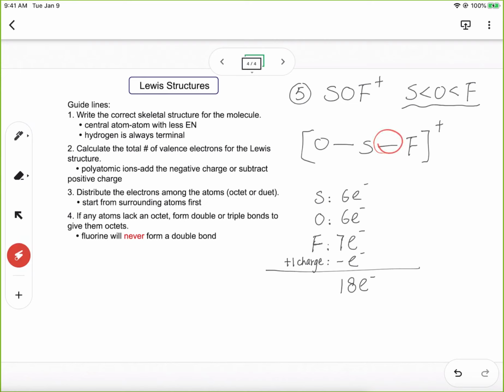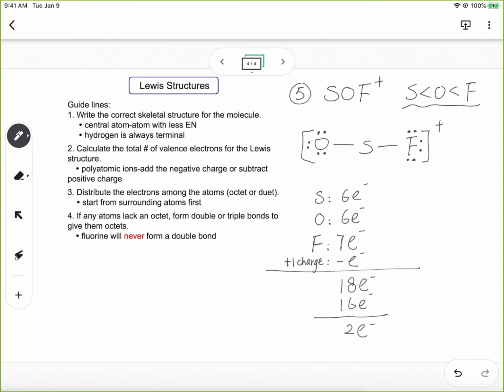Again, you've already used part of them, but we still need to distribute the rest on the fluorine and oxygen to make sure they satisfy octets. Oxygen needs 3 more pairs to satisfy octets. Fluorine needs 3 pairs to satisfy octet. Now if you double check, we have 8 here, 8 here, so you used 16 electrons. You have 18 available to use, and you used 16, so you have 2 extra electrons.